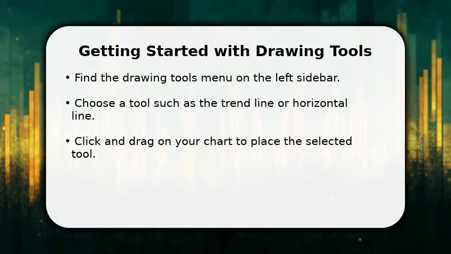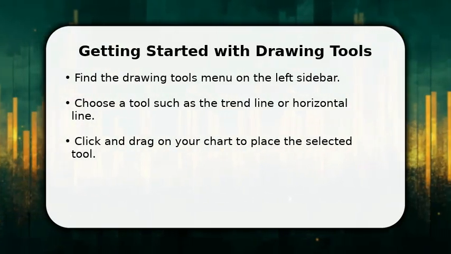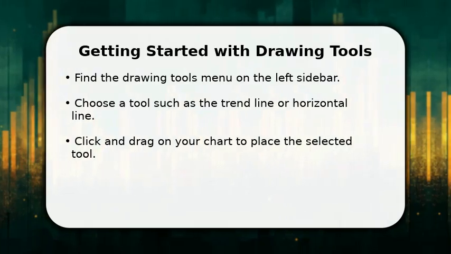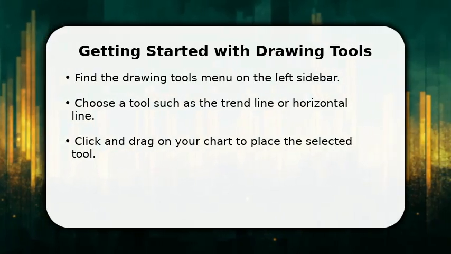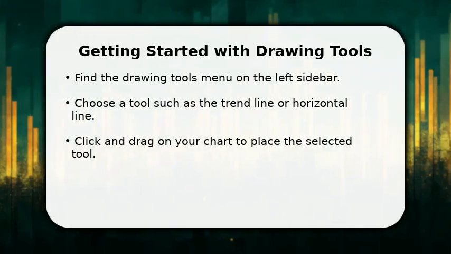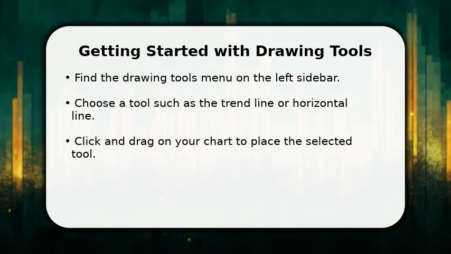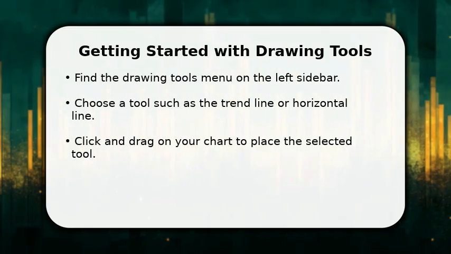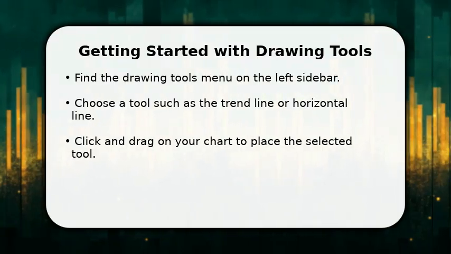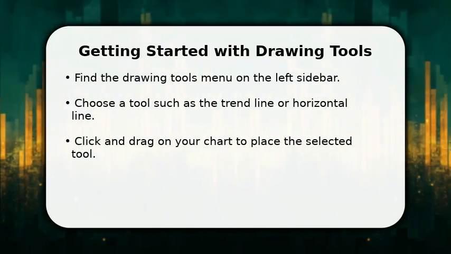In this video, I will explain how to use TradingView drawing tools. First, locate the Drawing Tools menu, typically found on the left side of your chart interface. From there, you can select a basic tool like the trend line or a horizontal line. Once chosen, simply click on your chart to set the starting point, then drag to define its length or position. It's a straightforward process to begin marking up your charts effectively.